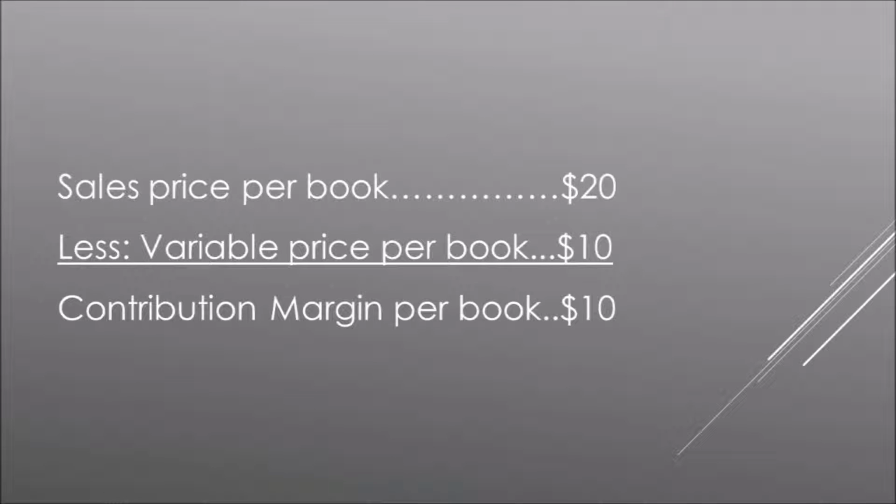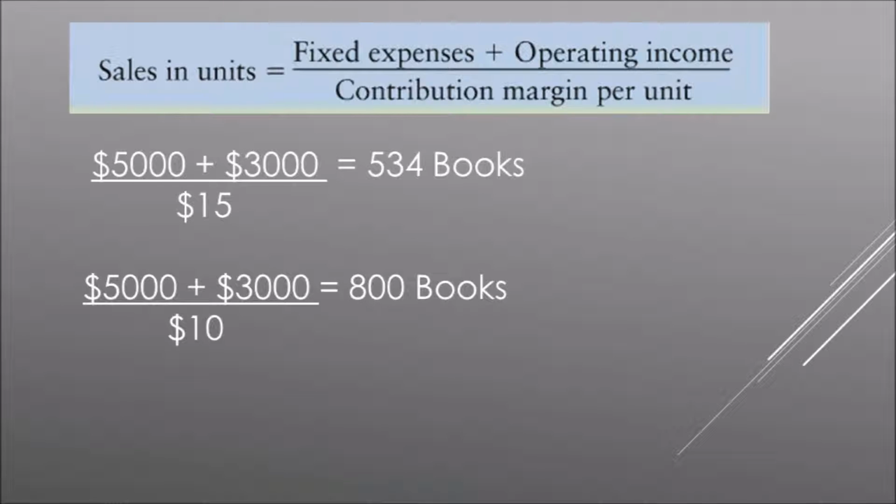Now Barnes & Noble just opened up across town, forcing us to lower our sales price to $20 per book to stay with the competition. Our variable cost is still $10, but this leaves us with a new contribution margin of only $10. Our formula to see how many books we need to sell to break even and to hit our target profit volume is fixed expenses plus operating income over contribution margin per unit.